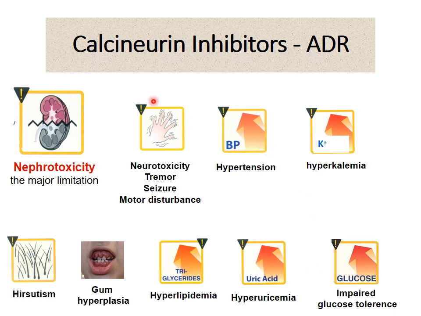So this is about the adverse drug reactions of the calcineurin inhibitors. The important side effects are nephrotoxicity, neurotoxicity, hypertension, hyperkalemia, hirsutism, hyperplasia, hyperlipidemia, hyperuricemia, and impaired glucose tolerance. Tacrolimus shows alopecia and diarrhea. Hirsutism is more common in cyclosporin, but tacrolimus shows alopecia and diarrhea if it is used along with mycophenolate. So these are the ADRs of the calcineurin inhibitors.